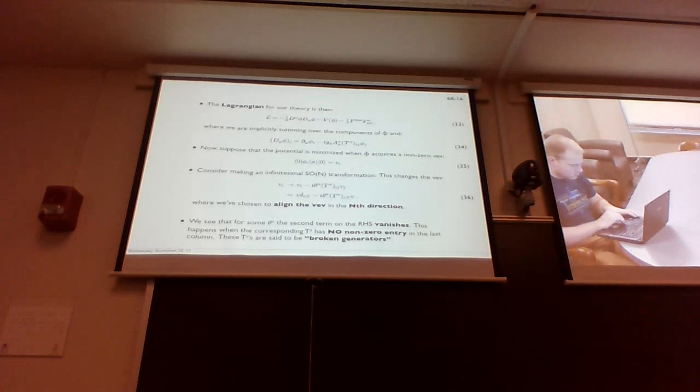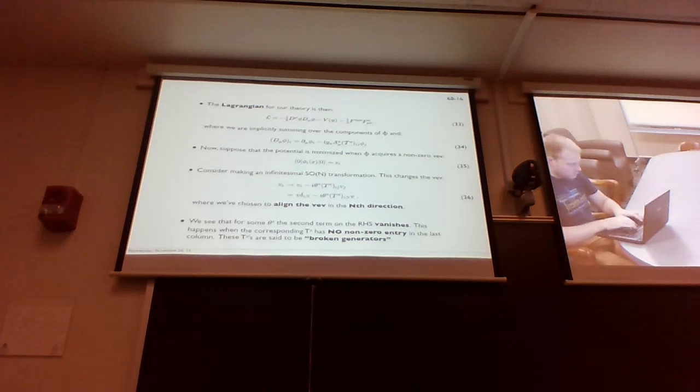Goldstone's theorem tells you that you're going to have 3 massless particles, 3 unphysical massless particles, and 1 physical massive particle. But what happens is, through this Higgs mechanism, those 3 unphysical states get eaten by the W and Z fields. They become the mass terms for W and Z, and that's why they say that they're eaten.